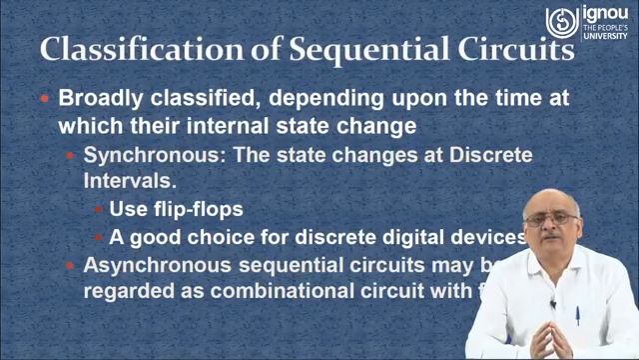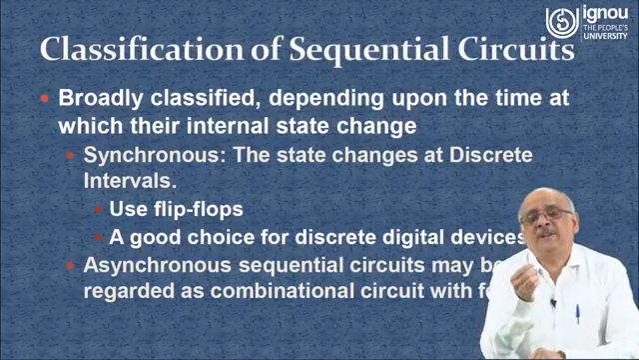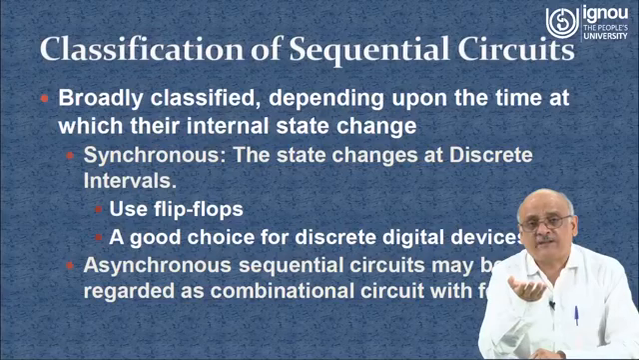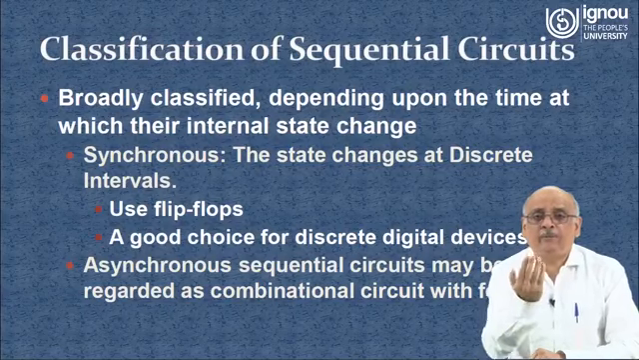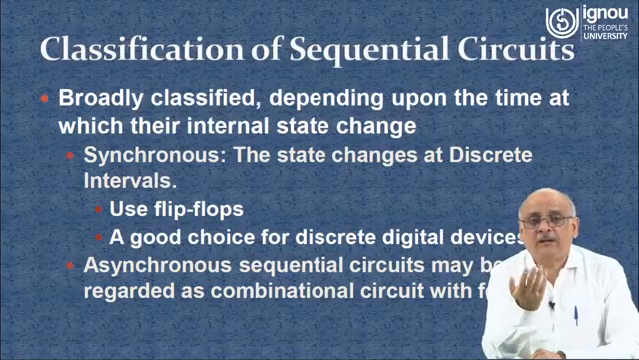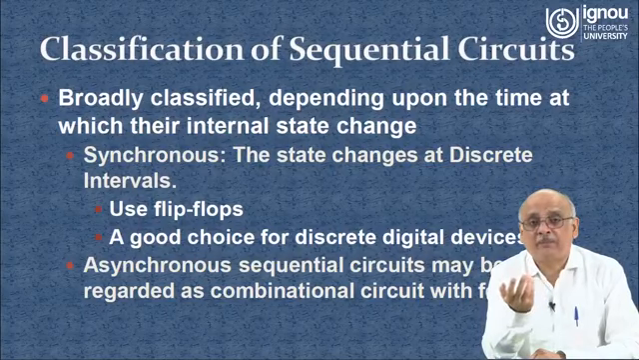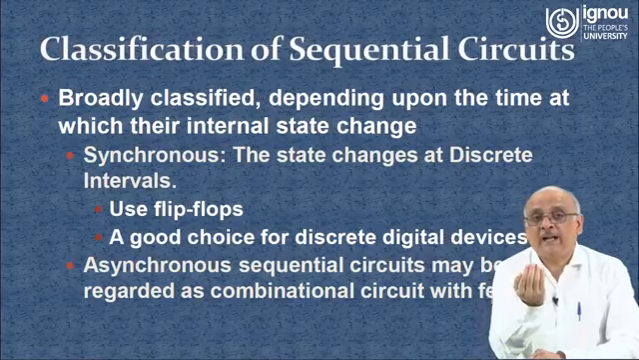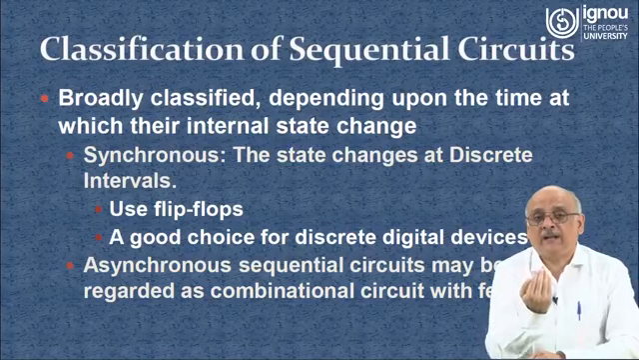Now, classification of sequential circuits: broadly we classify depending on the time at which their internal state changes. Now that is something very, very important, okay. Now what do I mean by changing the internal state? Suppose two people are talking with each other, right? I'm talking to you, and you are talking with me on a telephone, right? Suppose both of us start talking at the same time, then nobody is going to listen, right? So there has to be a synchronization, that when I talk, you listen, and when you talk, I listen, right?